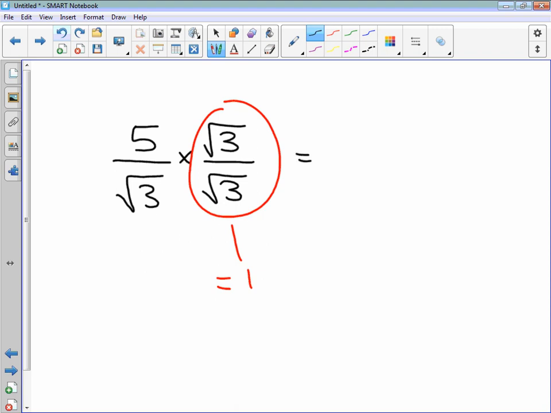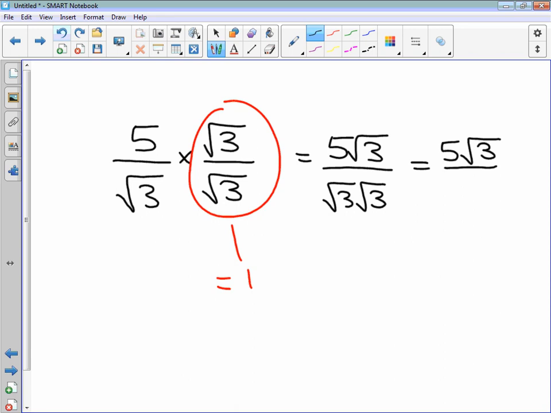So if we do this, we end up with 5 root 3 on the top and root 3 times root 3 on the denominator. The numerator cannot be simplified any further, so that is 5 root 3. Root 3 times root 3 is the same as the square root of 9, which we know is 3. So this denominator becomes 3. So 5 over root 3, once we've rationalised the denominator, becomes 5 root 3 over 3.